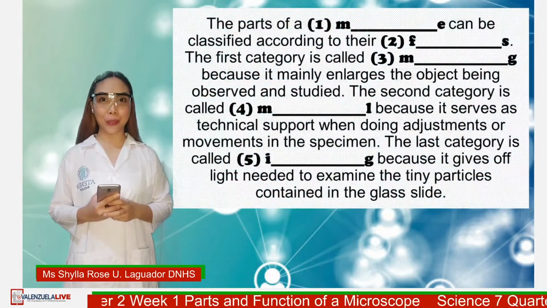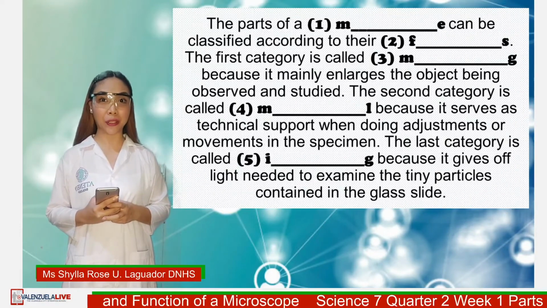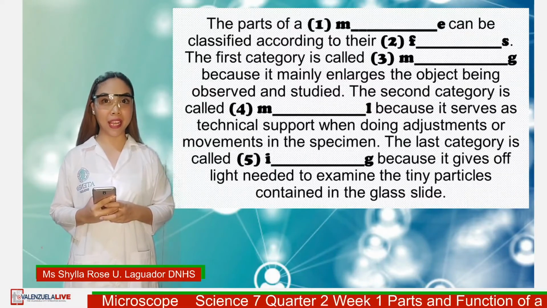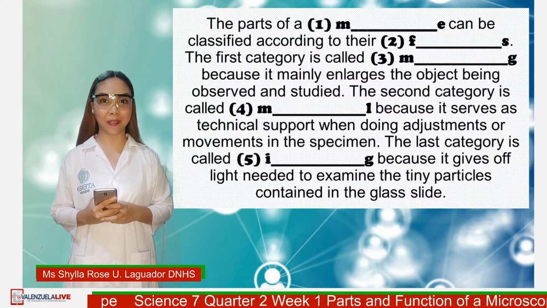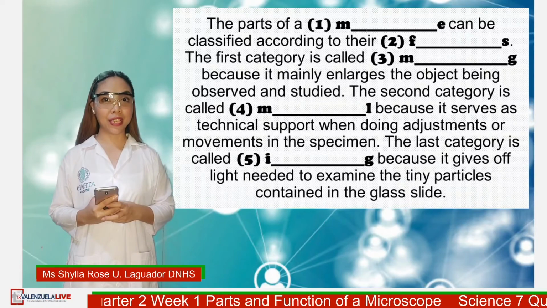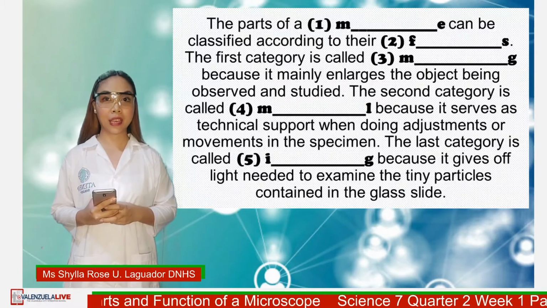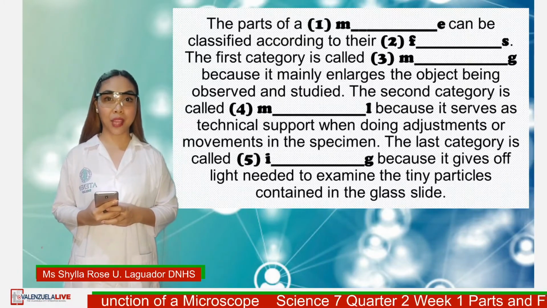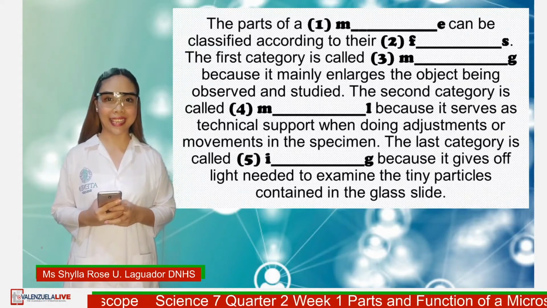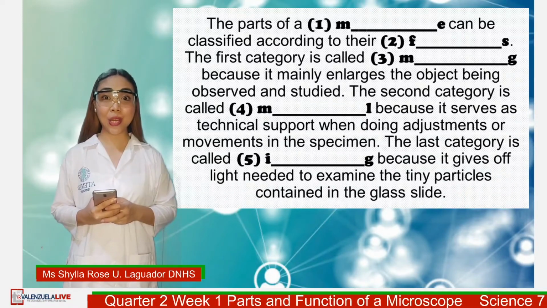Let me read the paragraph for you. The parts of a blank can be classified according to their blank. The first category is called blank because it mainly enlarges the object being observed and studied. The second category is called blank because it serves as a technical support when doing adjustments or movements in the specimen. The last category is called blank because it gives off light needed to examine the tiny particles contained in the glass slide. So once again, you can read it silently and decide on your answers. Your time begins now.